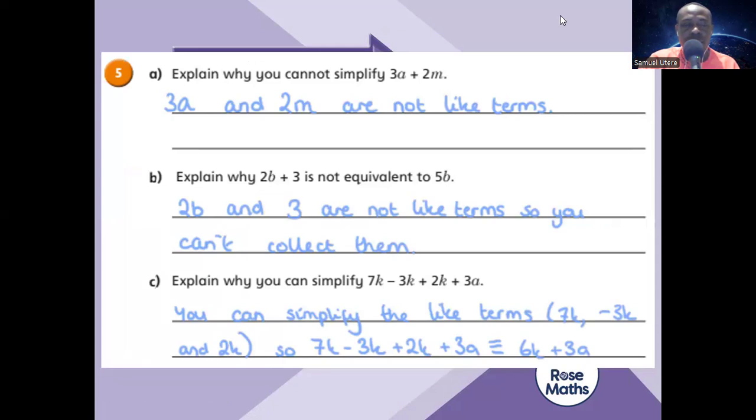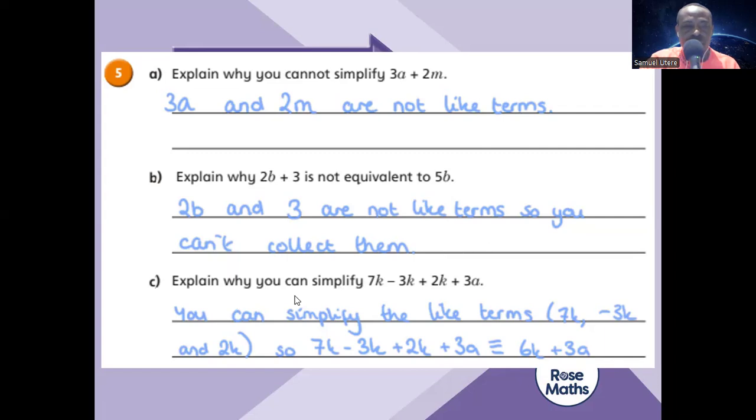Question 5 asks, explain why you cannot simplify this. They are not like terms. Okay, of course they are not like terms. Explain why 2b plus 3 is not equivalent to 5b. You cannot add these. They are not like terms, so you can't collect them.